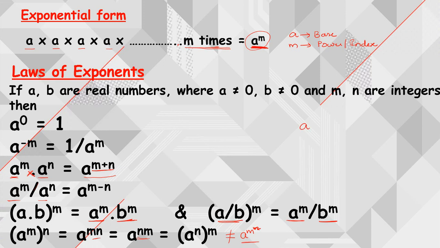Next, one more thing. If you have a power m is equal to a power n, here if you observe, the bases are equal, and equal to means this is an equation. Whenever an equation is given, and in that equation you have equal bases, then clearly what we can say is the powers are also equal. So m is equal to n.